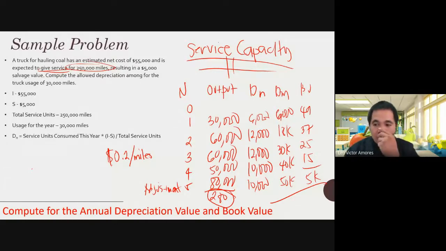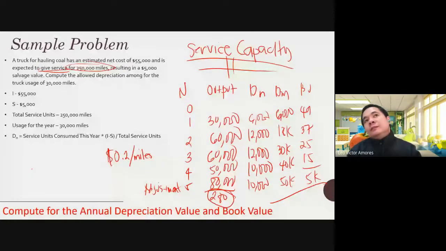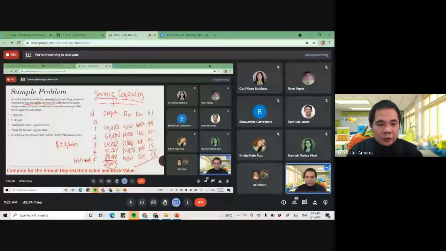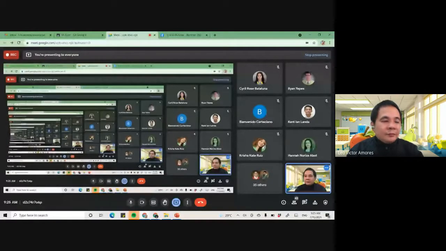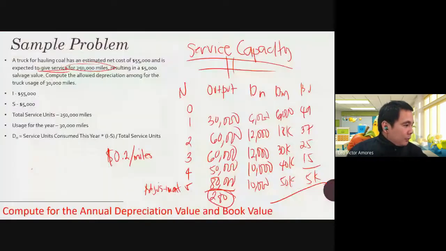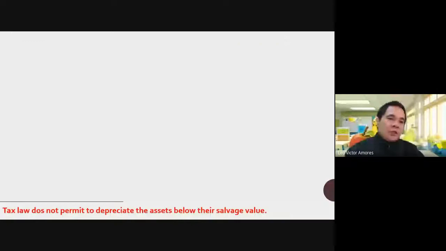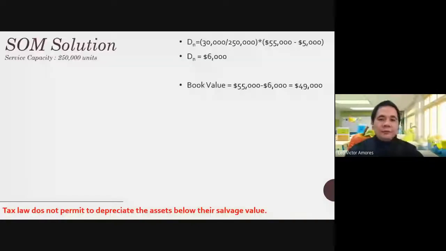Is it clear with regards to my example? Anyone? Clear? Hello? Napuputol na. Wala ra, sir. Sige. If you have no question, I'll proceed to the next topic.